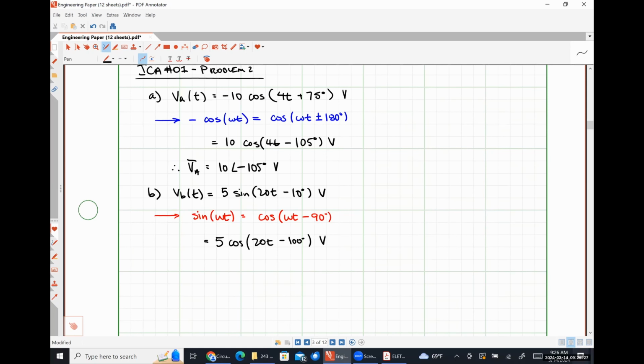I'm sorry, what was that? So we're not trying to get rid of a negative sign, so no. Yeah, all we're doing is converting the sine to a cosine. There's no negative sign to worry about, so we just apply this one single identity. And you're absolutely correct. It's just going to come out to be 5 angle negative 100 degrees.